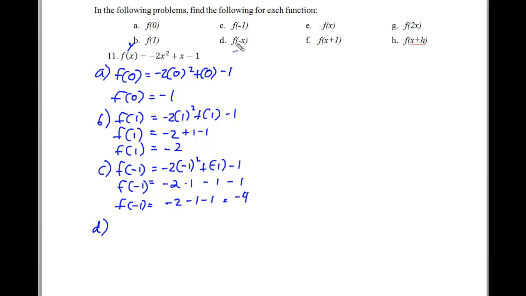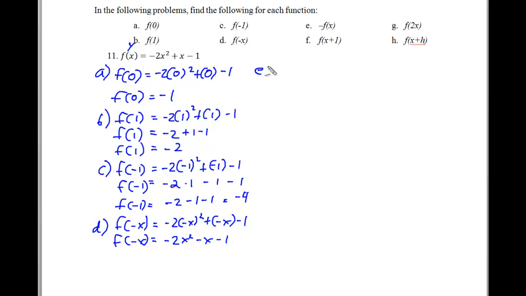Part D is plugging negative x into this equation and then doing some simplifications. So my function of negative x is going to be to plug a negative x in for every instance of x. So this is negative 2 times negative x quantity squared plus negative x minus 1. So this is going to be negative 2 times x squared, because negative x times negative x is positive x squared. This is going to be minus x minus 1. And that is my f of negative x simplified, because you cannot collect like terms, they're different degrees. So there's my letter D, negative 2x squared minus x minus 1.